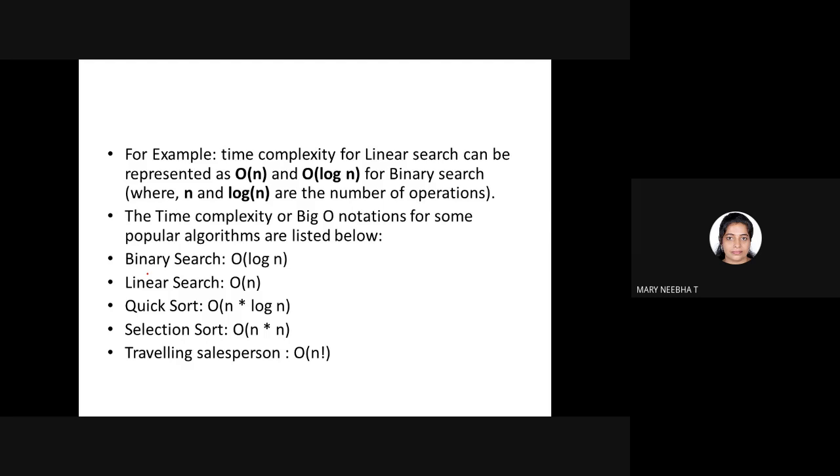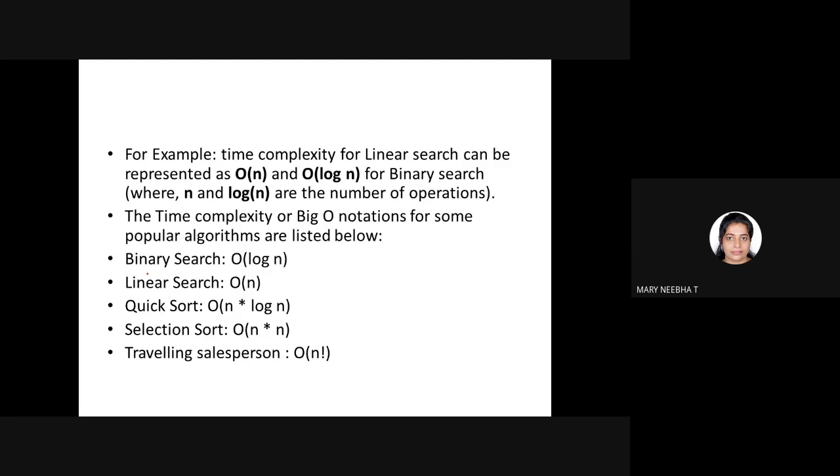Quick sort, order of n log n. Selection sort, order of n squared. The traveling salesperson, you can leave it for now. For all the other four, we will see in detail how we calculate the time complexity, and we will list it in the form of big O notation.